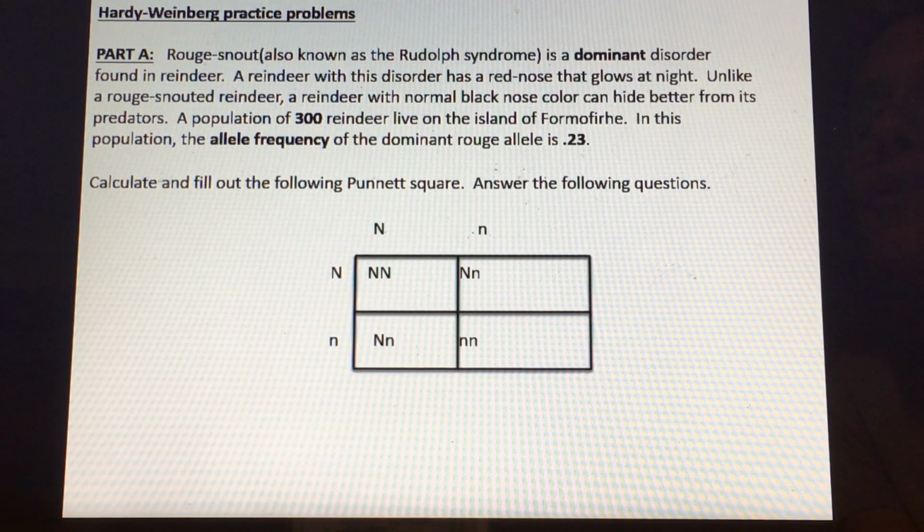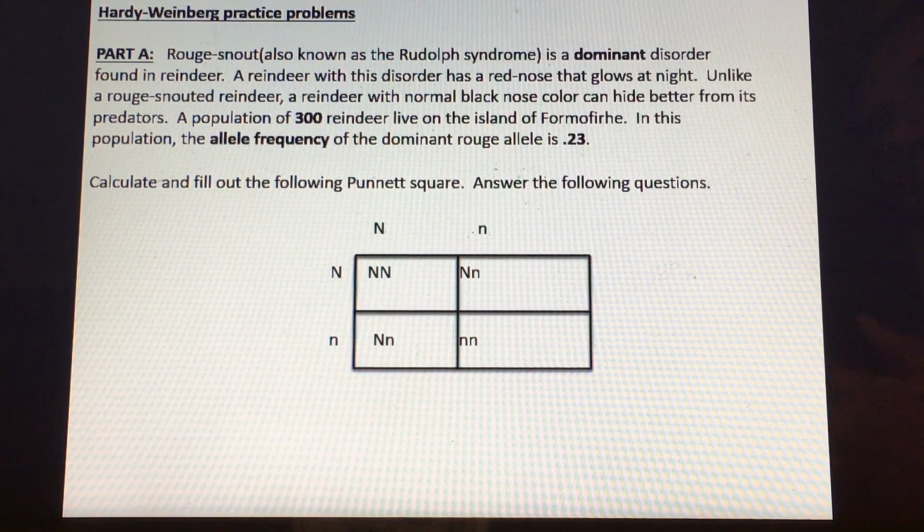Rouge snout, also known as Rudolph syndrome, is a dominant disorder found in reindeer. A reindeer with this disorder has a red nose that glows at night. Unlike a rouge-snouted reindeer, a reindeer with normal black nose color can hide better from its predators. A population of 300 reindeer live on the island of Formofurhi. In this population, the allele frequency of the dominant rouge gene is 0.23.